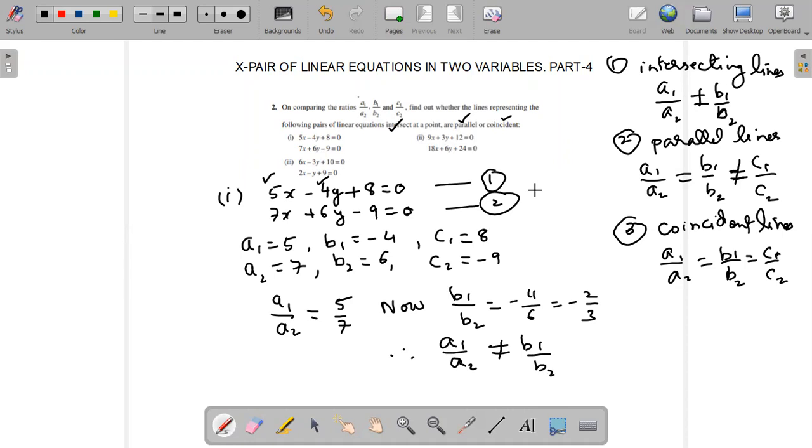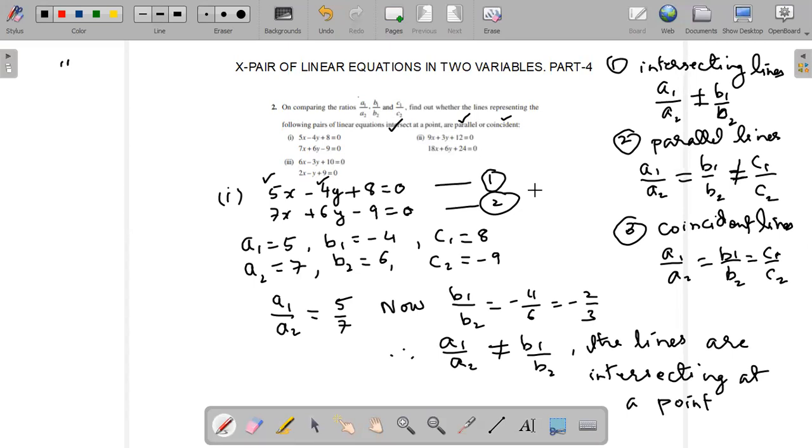So we have to find out whether the lines representing the following pairs of linear equations are intersecting at a point. So the lines are intersecting at a point. Like this we have to write.